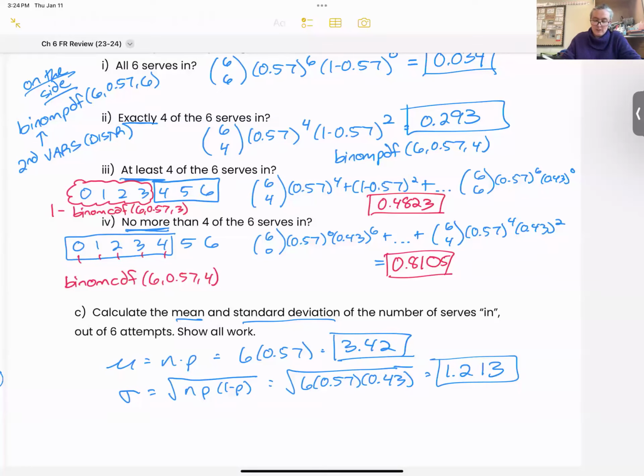Also be aware that on the test, you will have to interpret these. So to say that verbally, after many, many, many tries, she would make on average 3.42 serves in out of 6. And after many, many, many tries, her number of serves in out of 6 would typically vary by 1.2 away from 3.42. So that will be part of the test as well. Be ready to do that. All right, I think I'm good and my voice is done.